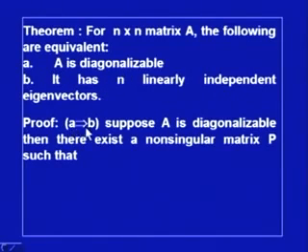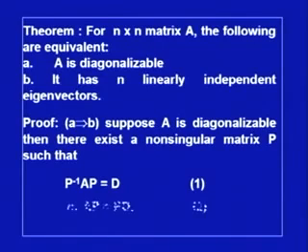First I will prove the forward part, that is, suppose A is diagonalizable, then there exists a non-singular matrix P such that P inverse AP is equal to D. Now, P has to be invertible because we need P inverse. So, A being diagonalizable means P inverse AP is equal to a diagonal matrix D, and we can write this equation in an alternative form: AP is equal to PD, and this can be obtained by pre-multiplying equation 1 by P.